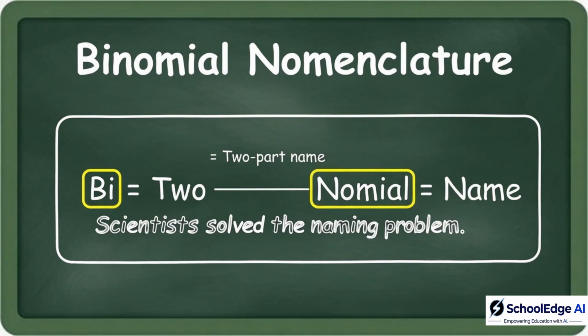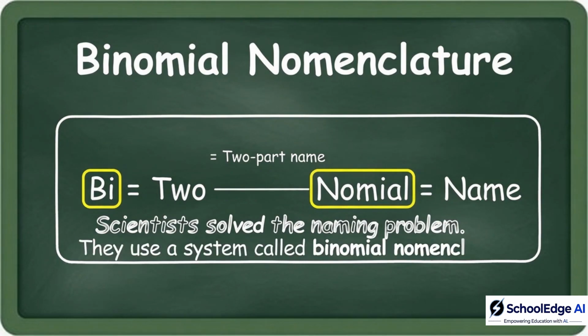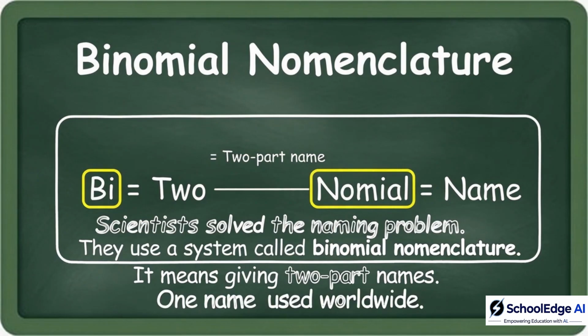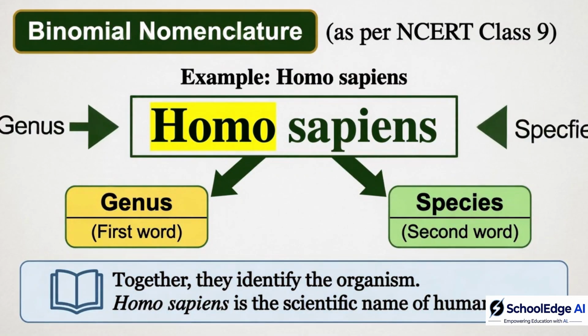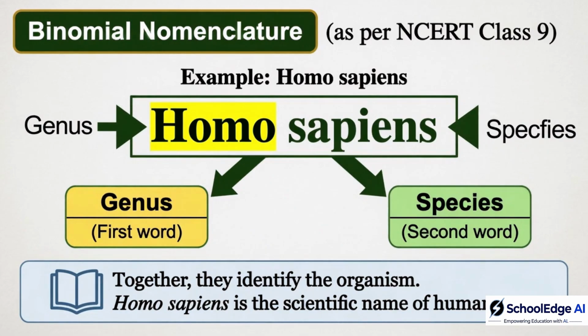Scientists solve the naming problem. They use a system called binomial nomenclature. It means giving 2-part names. One name used worldwide. In this system, every name has 2 words. The first word shows the genus. The second word shows the species. Together, they identify the organism.